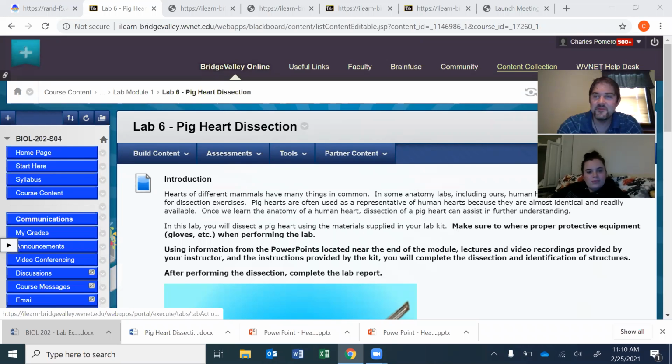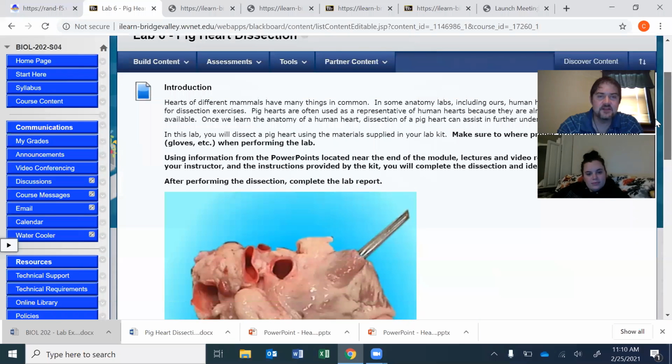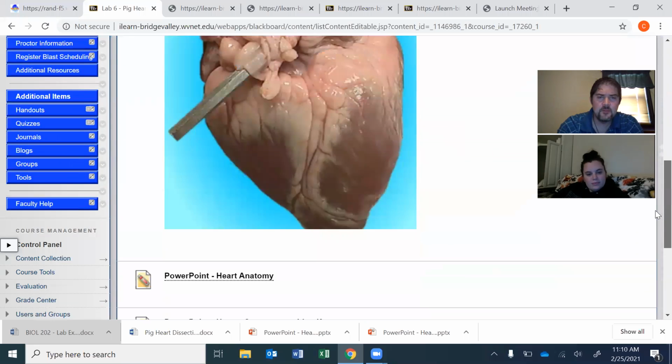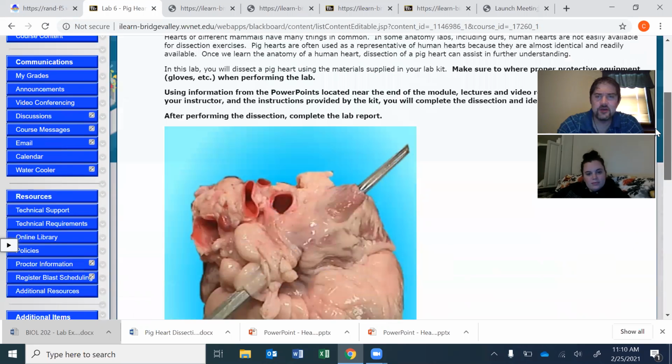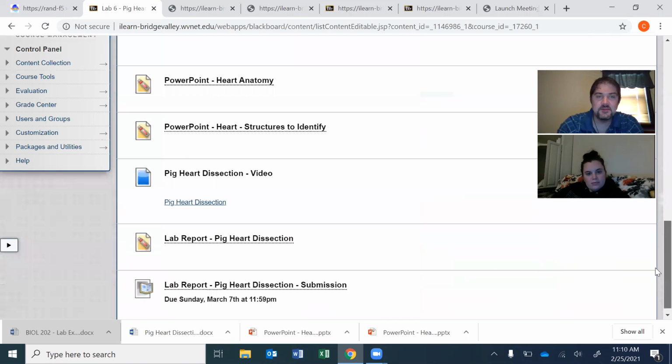All right, there we go. So this is lab number 6. And it kind of just gives you a little introduction. And then it has some materials down here.